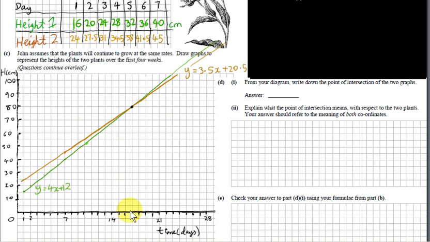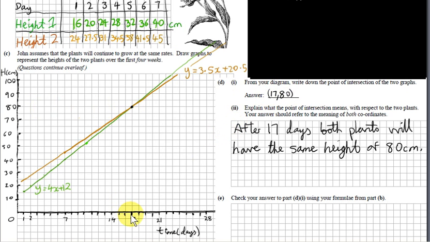So if we read down here, this value of X is 17 and the value of Y is 80. The meaning of the point of intersection is the time at which both plants have the same height. So after 17 days, both plants will have the same height of 80 centimeters. Now, when you do this, you mightn't exactly get 17 and 80 because I worked it out in advance. But if you take this point, it should roughly satisfy the equations of both lines.